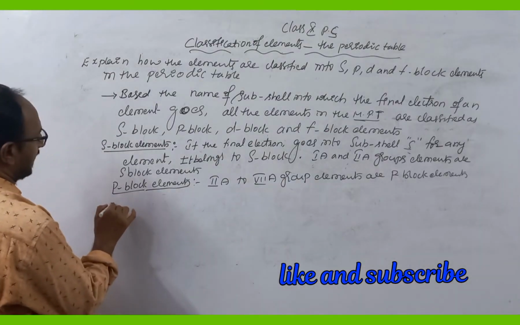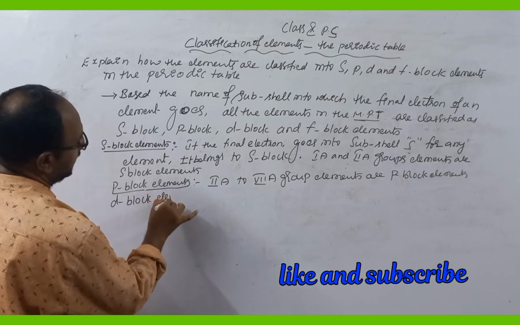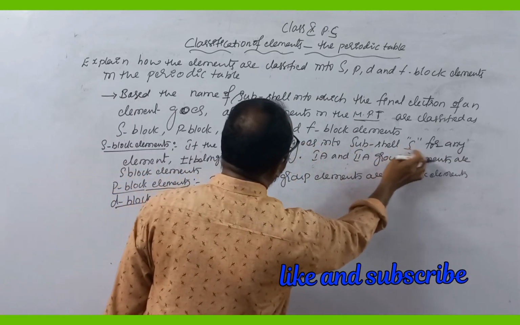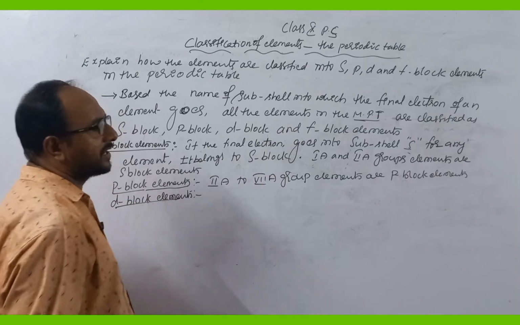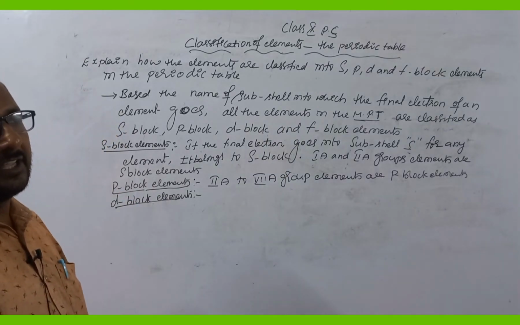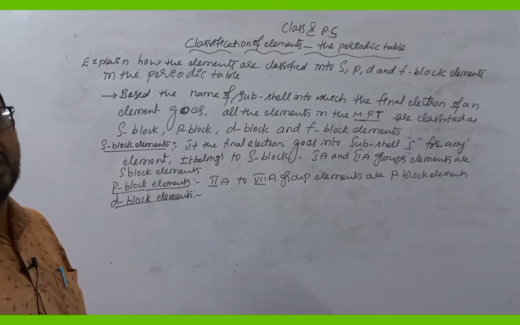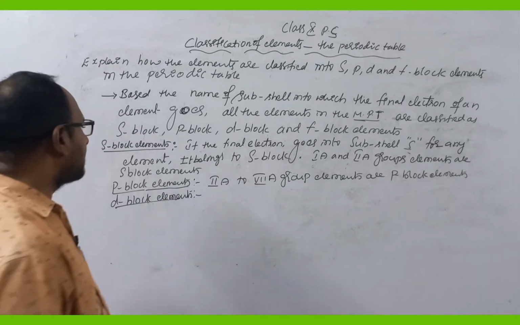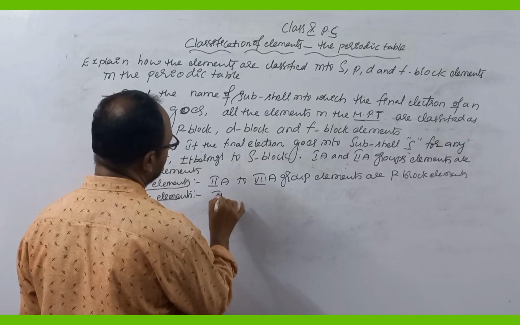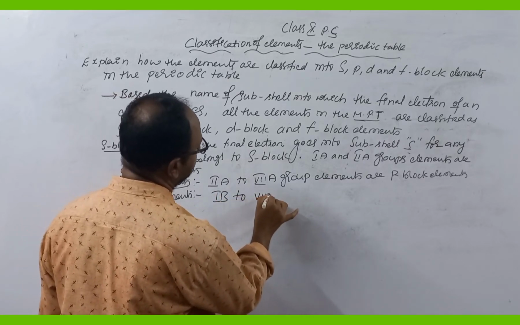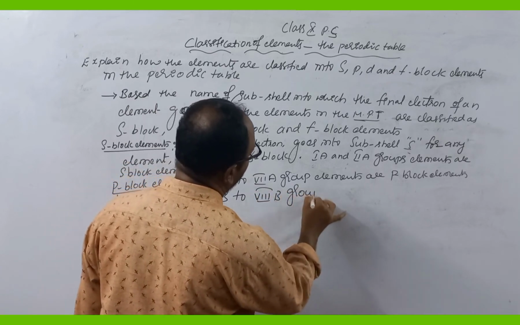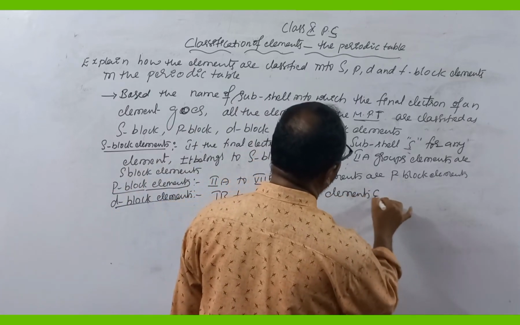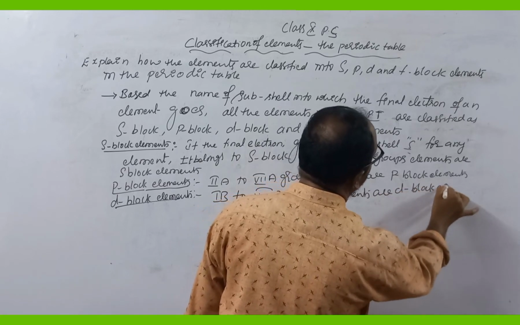Next, what are D block elements? If the final electron goes into the subshell D for any element, then it belongs to D block. So if you take any element, in its electron configuration, if the final electron goes into the subshell D, then that element belongs to D block. So what are D block elements? Elements from group 1B to group 8th B. Elements from 1B group to 8th B group are D block elements.